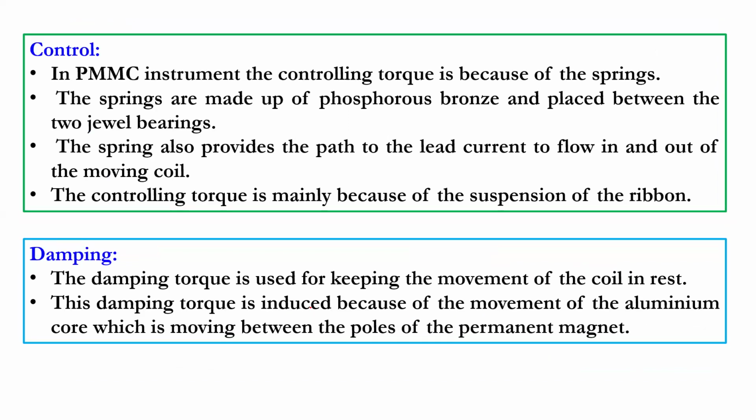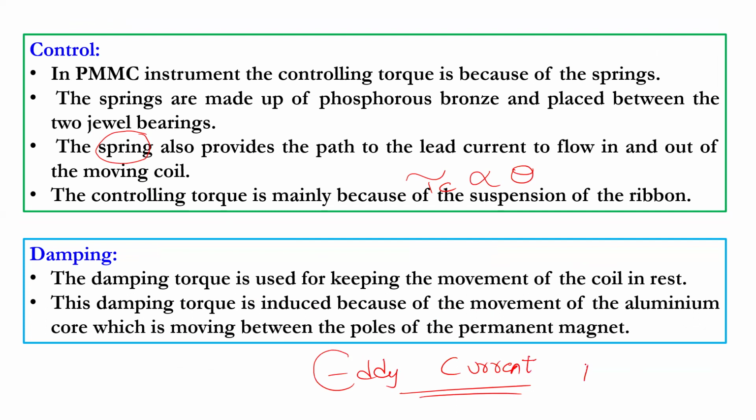Controlling torque is produced by spring control. For spring control, controlling torque is directly related only to the angle of deflection theta. Damping torque is provided with the help of eddy current damping. Remember, all three torques play a crucial role: deflecting, controlling, and eddy current damping.